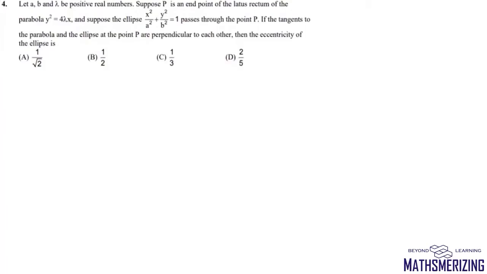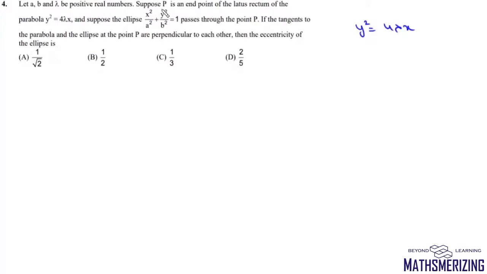Now here the question is, let a, b and lambda be positive real numbers. Suppose P is one end of latus rectum of parabola y square equals 4 lambda x, and suppose the ellipse x square upon a square plus y square upon b square equals 1 passes through the point P. The tangents to the parabola and ellipse at point P are perpendicular to each other. Then the eccentricity of the ellipse is.